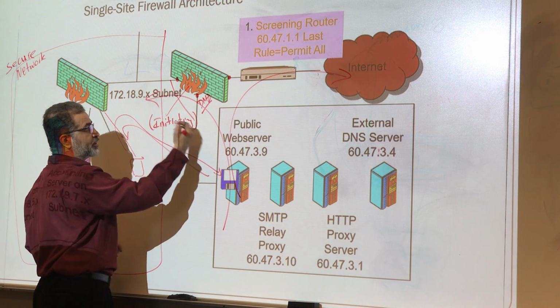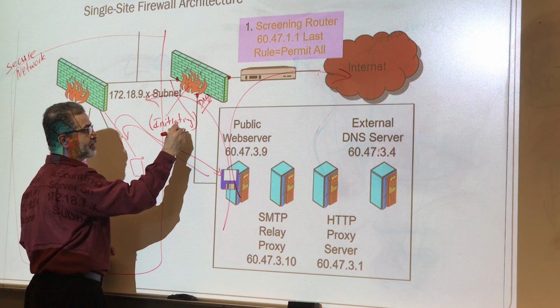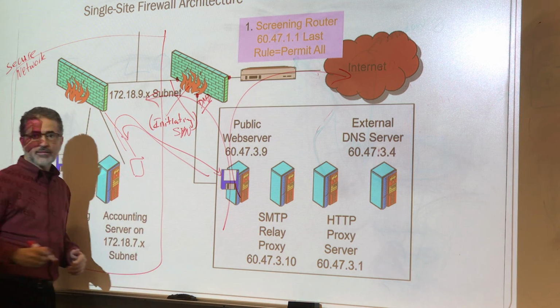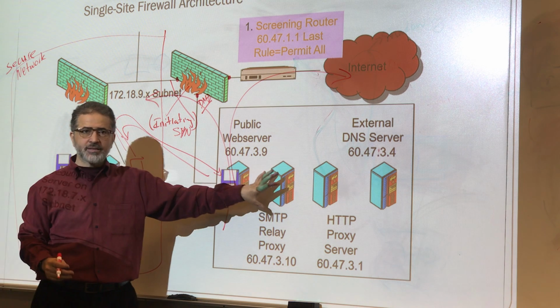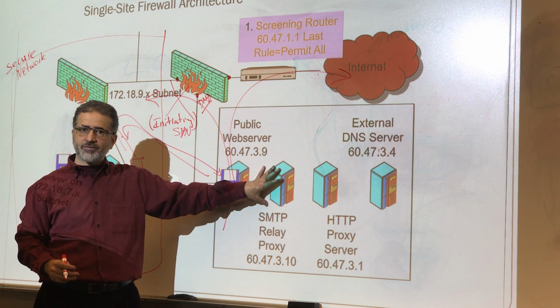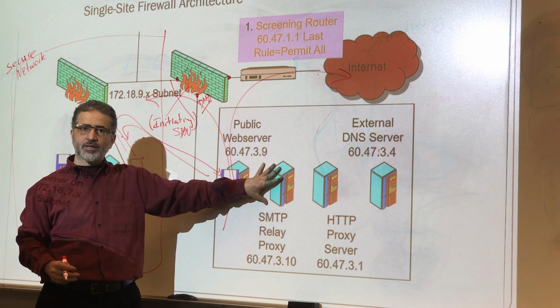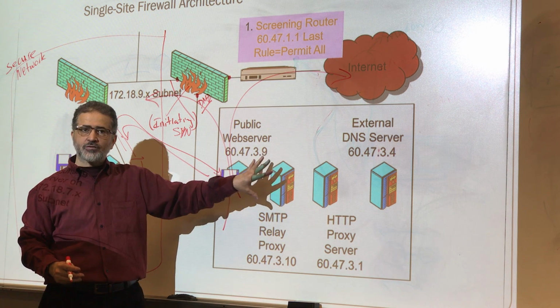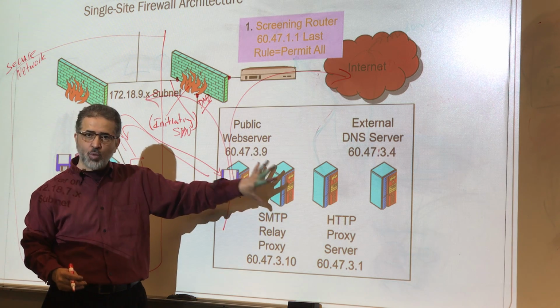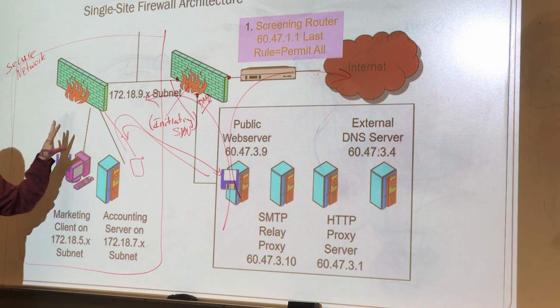But no initiating traffic, no SYN traffic, from here to here. Why is that? Because this is a zone, or these are surfaces, accessible by the general public. It can be infected. If it's compromised, I don't want this worm to propagate into my network.